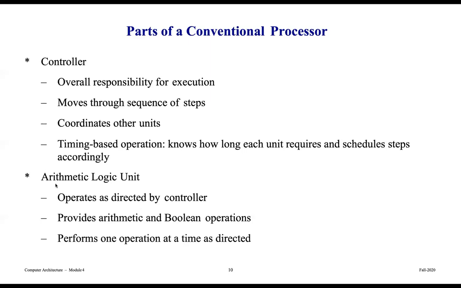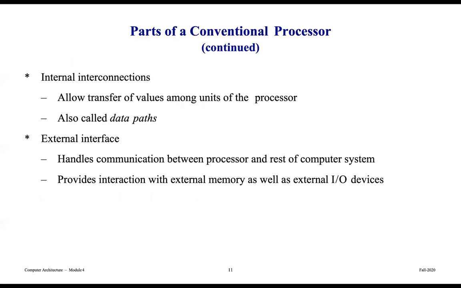The next main component is the arithmetic logic unit, and it operates as directed by the controller. It has control functions, and you select which one of those control functions you want to do. It can do arithmetic operations, it can do Boolean operations, and it can perform one operation at a time as directed. One operation could be an arithmetic, and the next one can be a Boolean, the next one can be a load, the next one can be a store, and it just goes on and on and on.